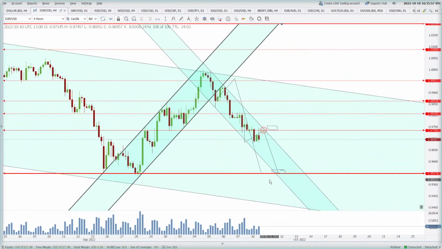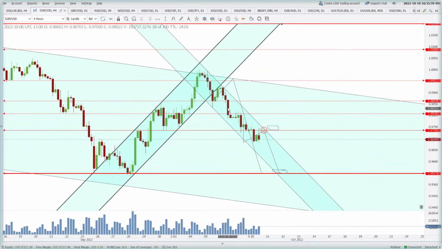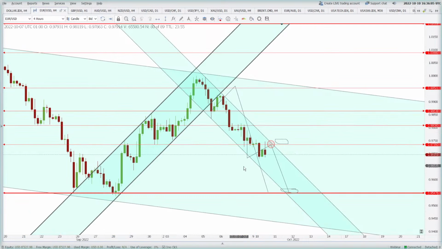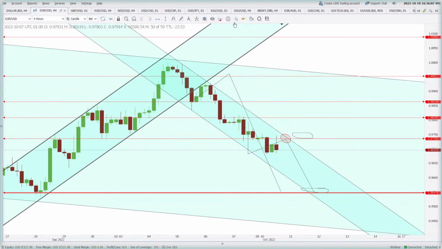So here, this is the euro dollar on the 4 hourly. Now this particular candle, I will remove the volumes. This particular candle here on 1300 on 6th of October, it actually broke below the support of 0.9808. It broke below it and gave us a close.